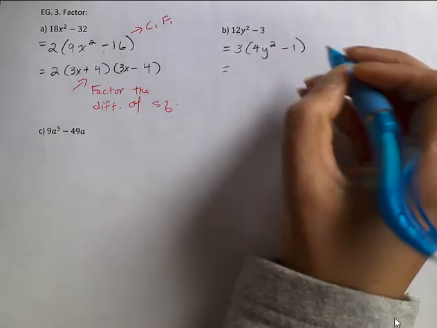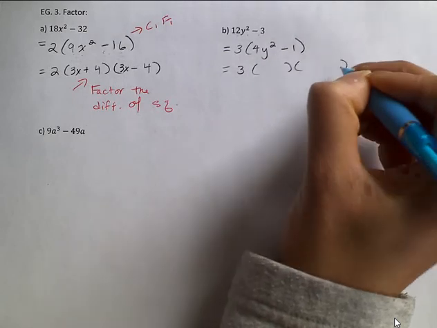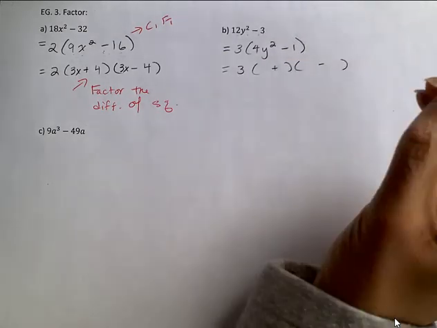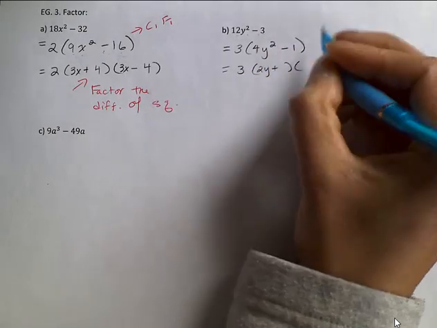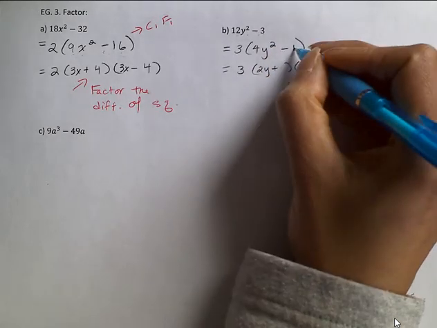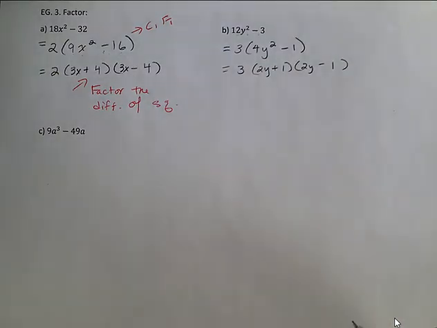This is a difference of squares, so I'm going to factor again. Draw my 2 brackets, put a plus sign in one, a minus sign in the other. The square root of this first term goes here, and the square root of the second term goes there. It is now factored fully. Let's do that one more time.